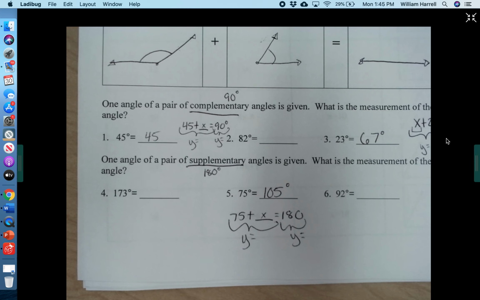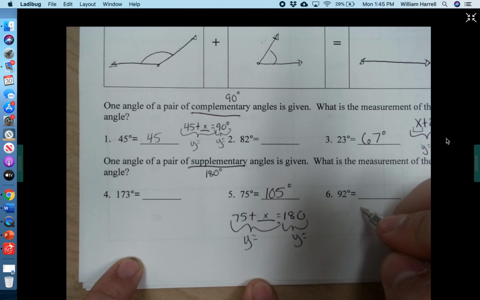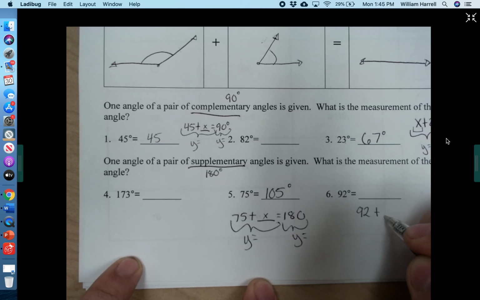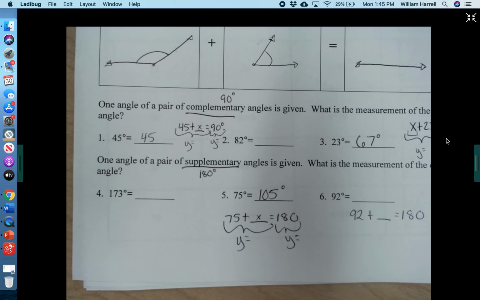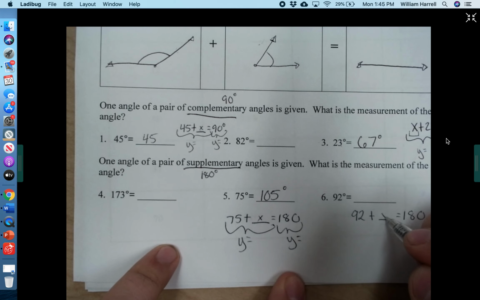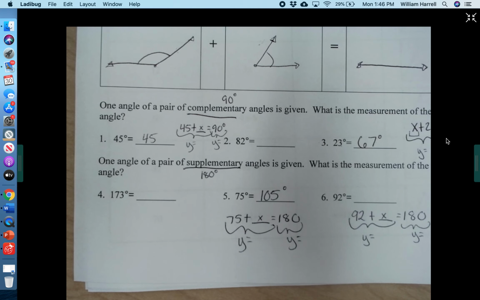Y'all do number 6. All right, number 6. Again, 92 plus what equals 180. Again, the plus what will be x. I have my system. I go y equals, I go y equals. I will then go to Desmos.